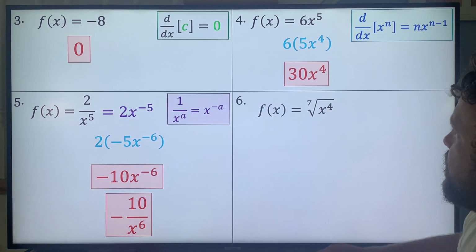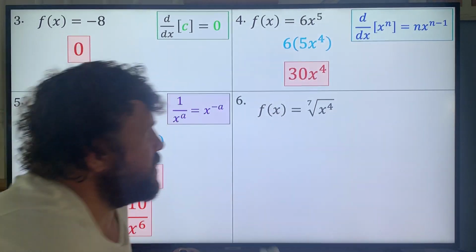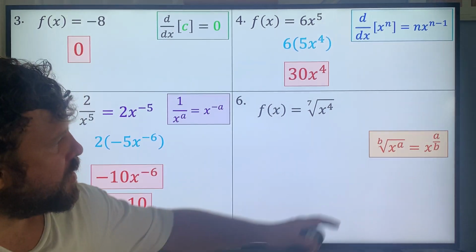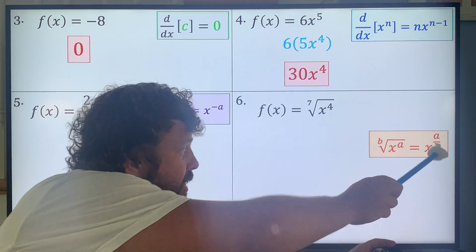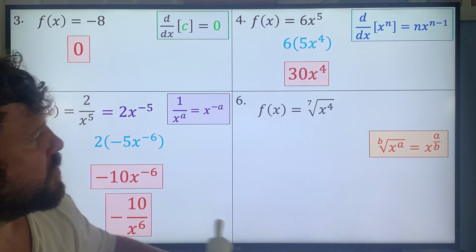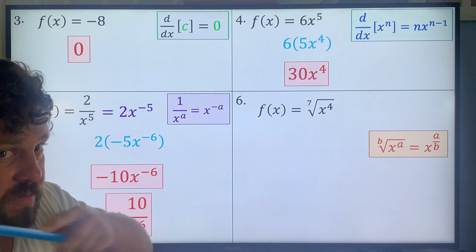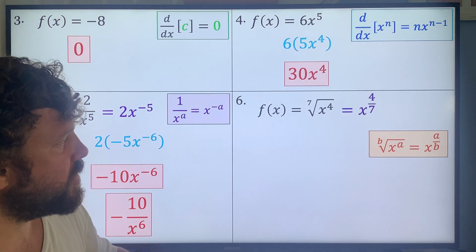All right, finally problem 6. If you have a radical, rule for the radical. Slide over here so I'm not in your way. Whatever the radical is, whatever root you're taking, is denominator. Whatever power is under the radical is your numerator. So what would the 7th root of x to the 4th be? This would be x to the 4 over 7.